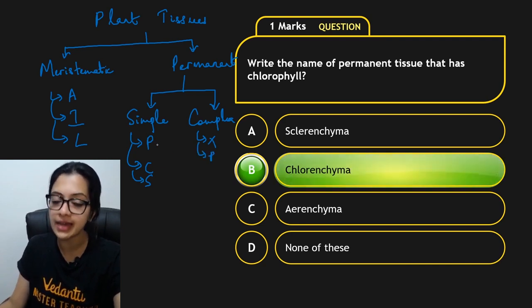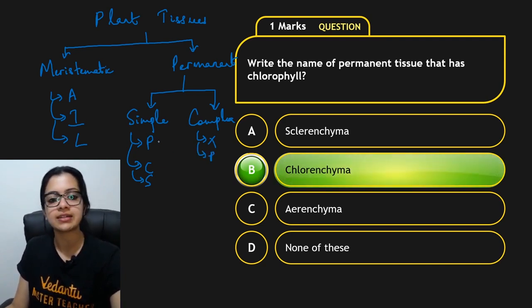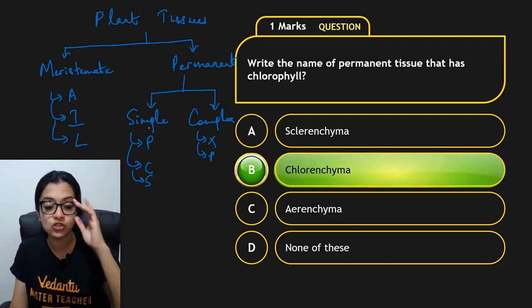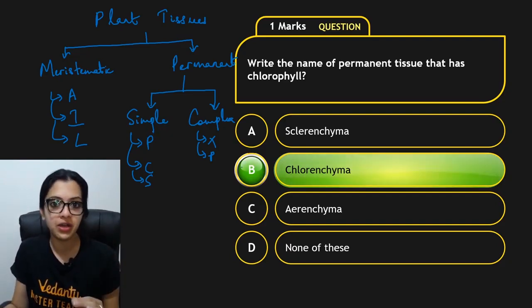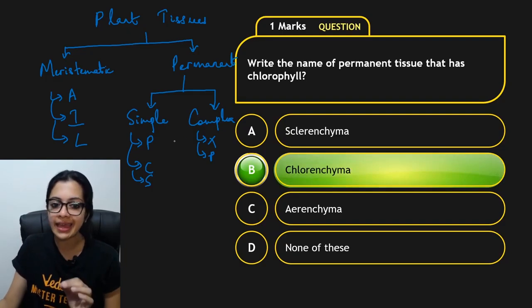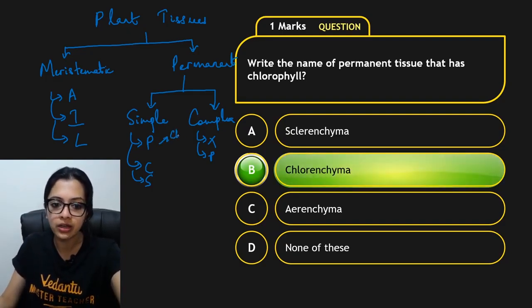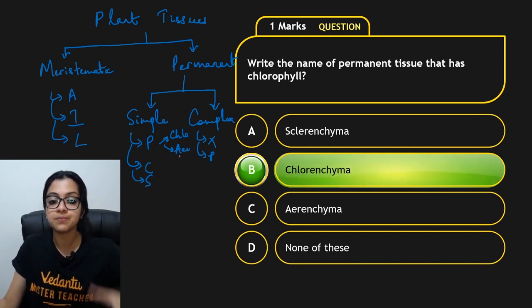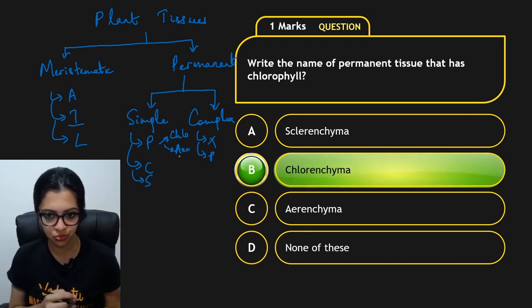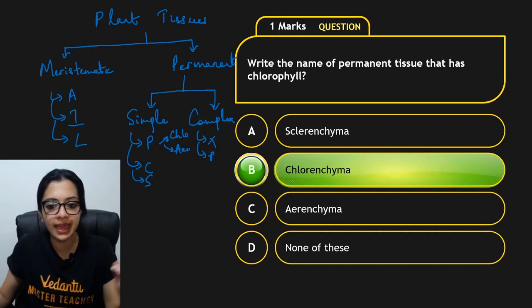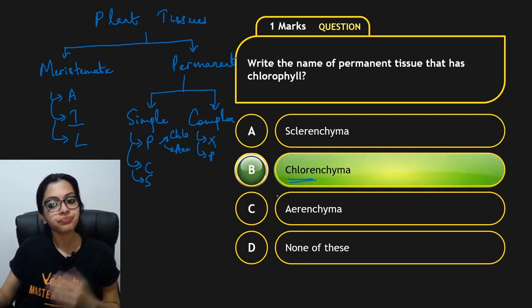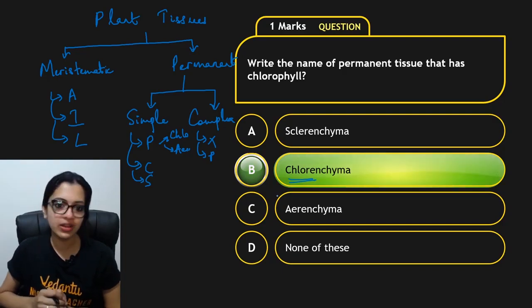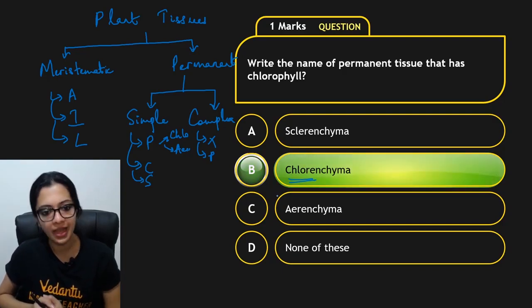Now, under parenchyma, we categorize the different kinds of parenchyma based on their specific functions. Chlorenchyma and aerenchyma are types of parenchymatous tissues. Chlorenchyma, as the name indicates, contains chlorophyll. So yes, that becomes the answer.